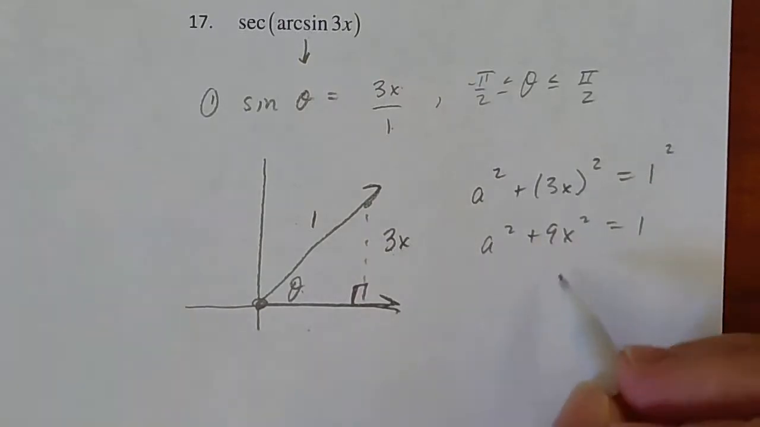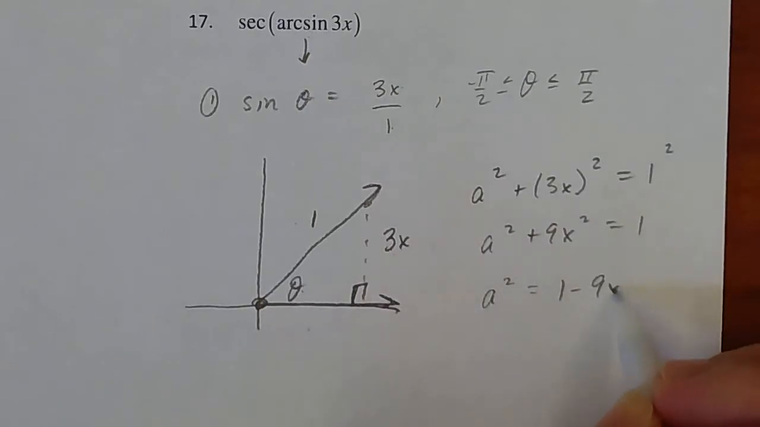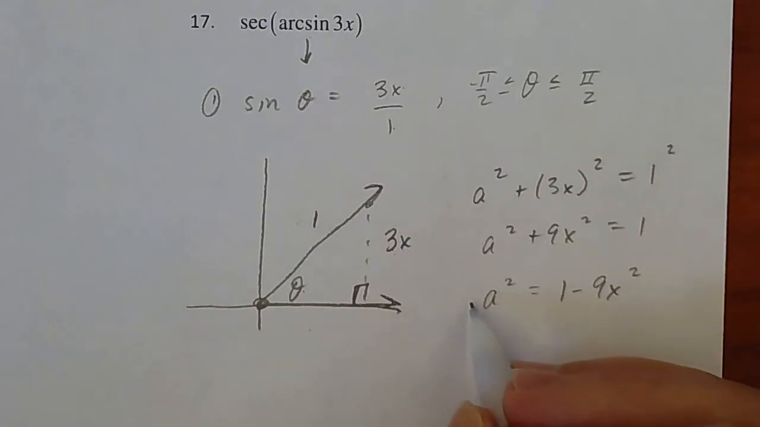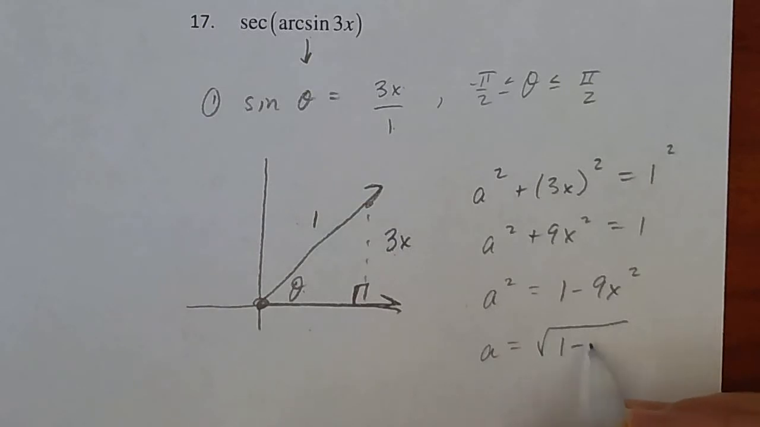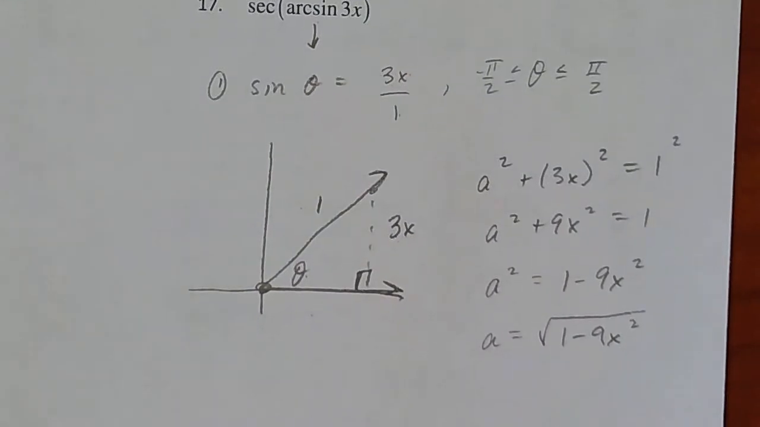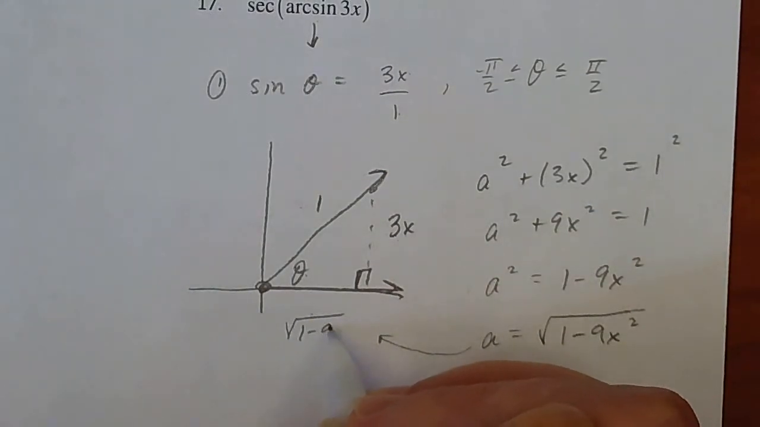Let's solve for a. So let's move the 9x squared over by subtracting it. Or maybe you write negative 9x squared plus 1. Your call. And then take the square root. So square root both sides, and we get square root of 1 minus 9x squared. Don't try to get too fancy and take the square root of a sum or difference. You can't really do that. So that's this leg. This goes right here. This is the square root of 1 minus 9x squared.